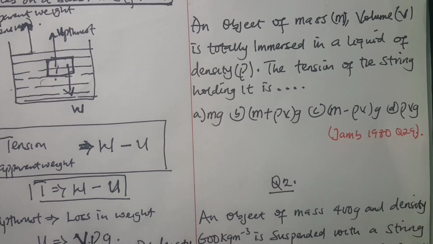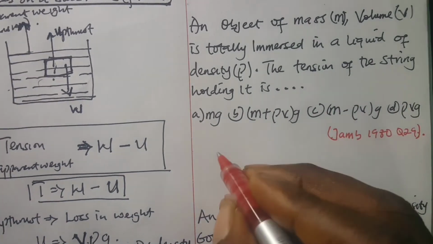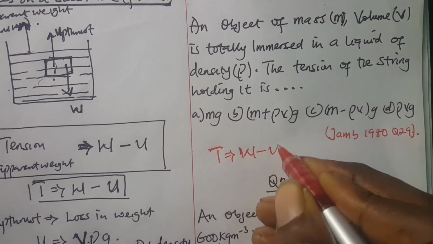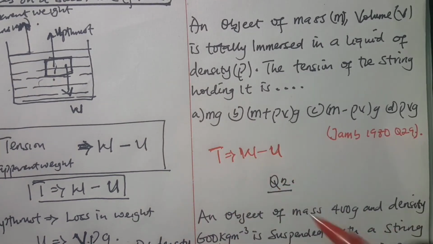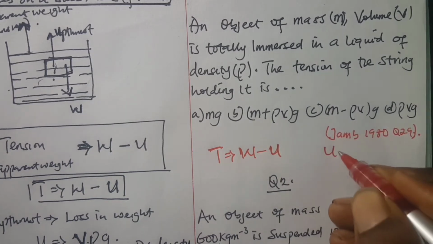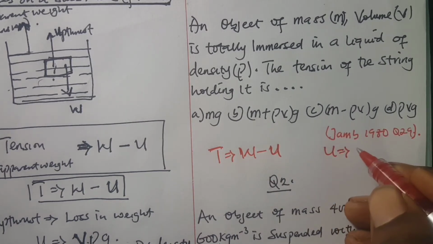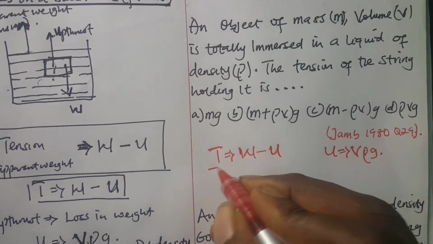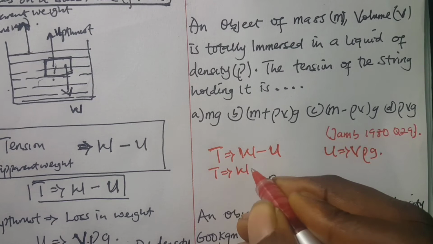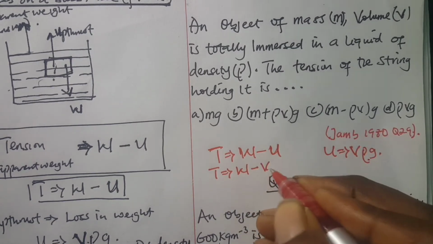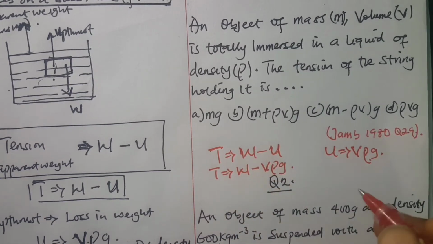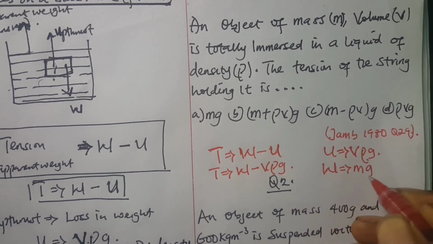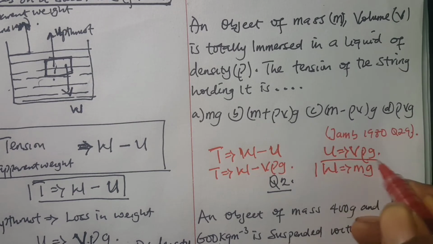From my explanation, I made you understand that tension is equal to the weight minus upthrust. And also that upthrust equals V rho G. So when you substitute that, tension is weight minus upthrust, which is V rho G. And from your knowledge of physics, you know that weight is mass times acceleration due to gravity.